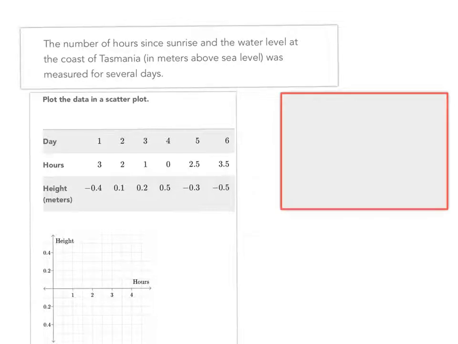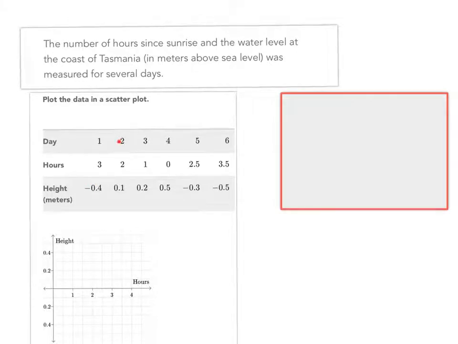Okay? And let's take a moment and just make sure we can read this table here. On the first day the measurement was made, it was made 3 hours after sunrise, and the height of the ocean in meters above sea level was negative 0.4. Well, what does that mean? It actually means the water was below sea level. So on day one, the water was measured below sea level, and it was measured 3 hours after sunrise.